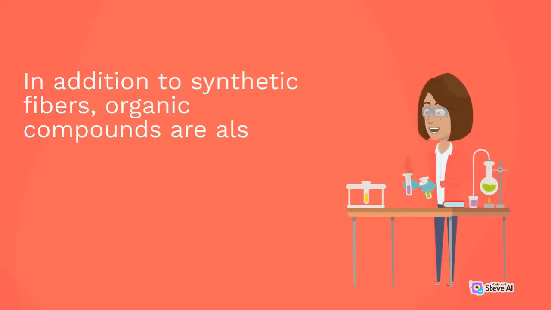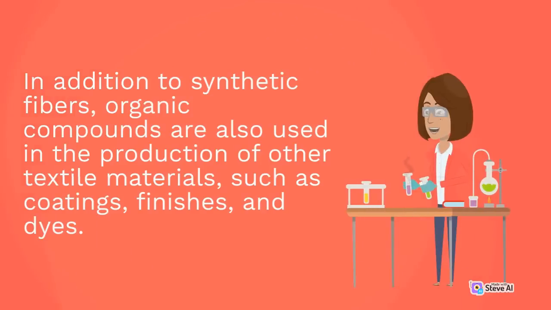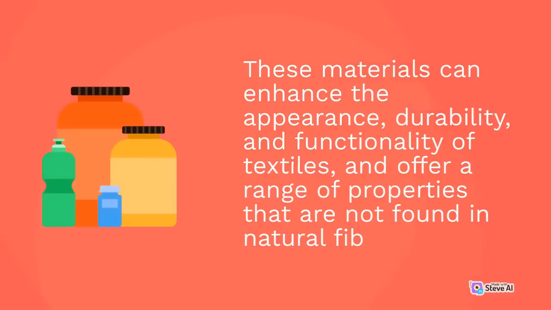In addition to synthetic fibers, organic compounds are also used in the production of other textile materials, such as coatings, finishes, and dyes. These materials can enhance the appearance, durability, and functionality of textiles, and offer a range of properties that are not found in natural fibers.